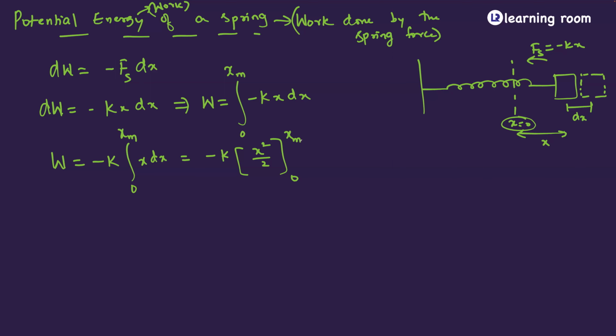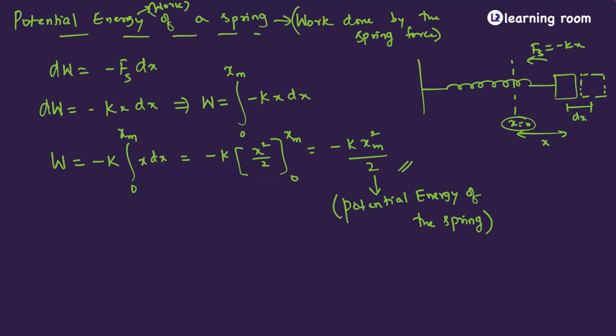So between 0 to xm, this will be equal to minus k into xm square, the whole divided by 2. So this is going to be the amount of work done, that is work done by the spring force. And this will be the amount of energy stored in the spring, which is what is called the potential energy of the spring. So whatever work is being done will always get converted to some form of energy. That's what is happening here. Is that clear? So there is a derivation. I can make a note of.